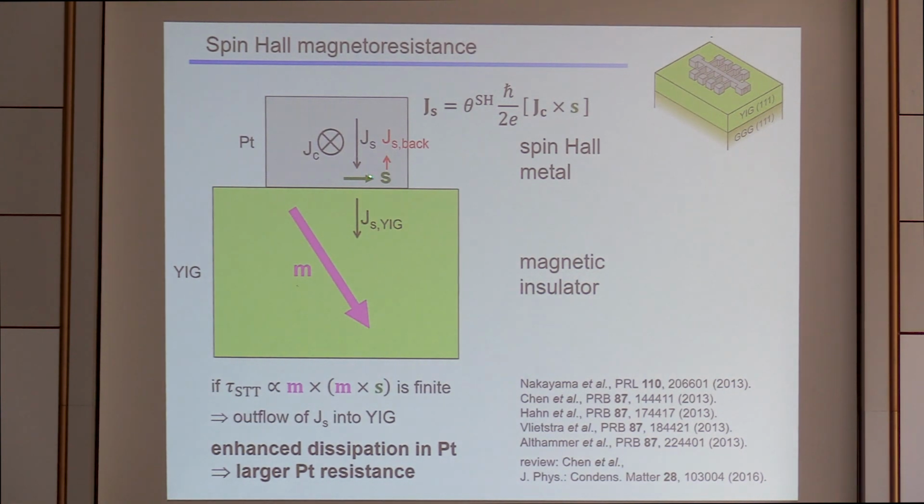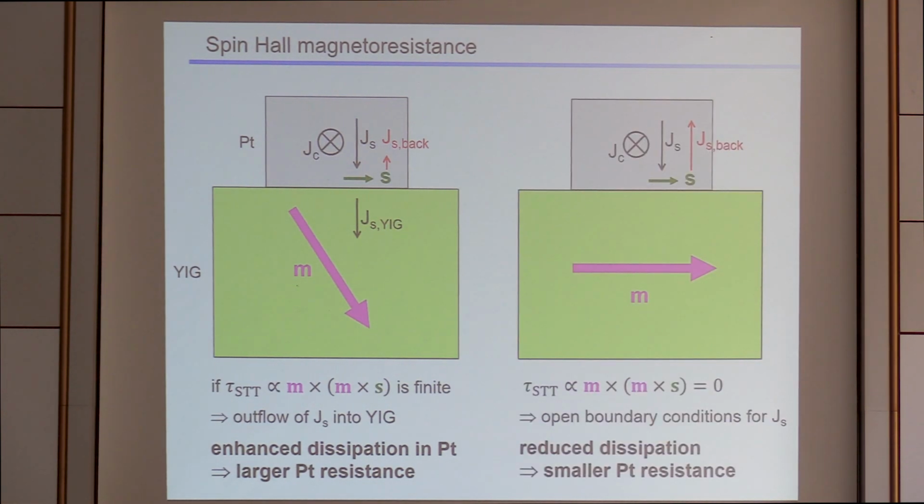Now, if that spin accumulation is not collinear with the magnetization in the YIG, with this vector M in pink, then there will be a finite spin transfer torque, and that can be seen as an outflow of spin current from the platinum into the YIG. So there's a dissipation channel for the charge current transport. In simple terms, you can think of the charge current driving a spin current across the interface into the magnetic insulator. If you reorient the magnetization in the YIG such that it is parallel or antiparallel to the spin accumulation, the spin transfer torque vanishes. And in this case, there is no dissipation.